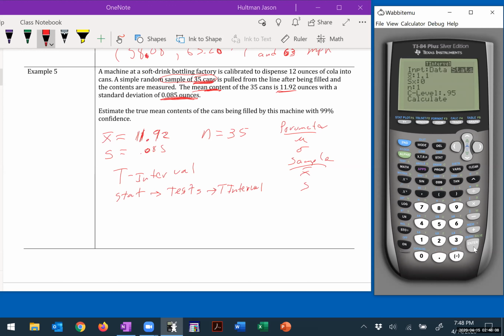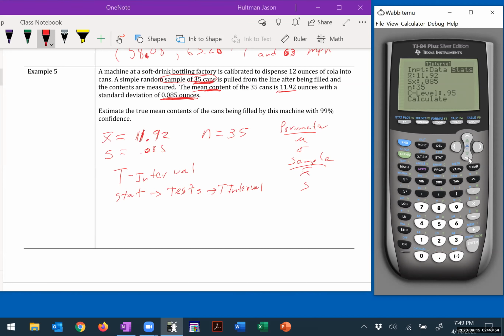Okay, and it asks me 4 things actually. It asks me what's my sample mean? Well, my sample mean in this case is 11.92. Okay, cool. What's my sample standard deviation? 0.085. What's my sample size? It's 35. The calculator will calculate the degrees of freedom for you. Don't worry about that. It's smart enough to subtract 1. Trust me.